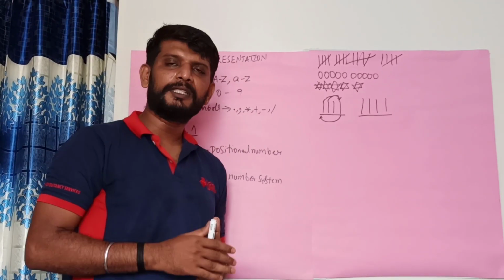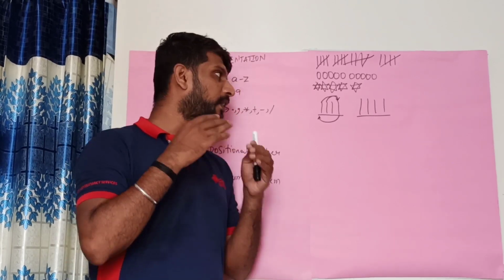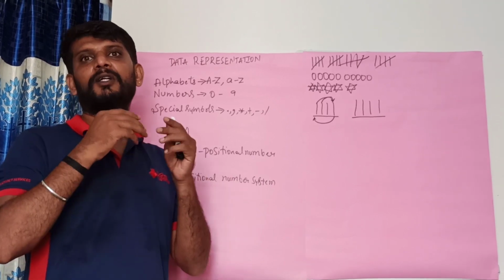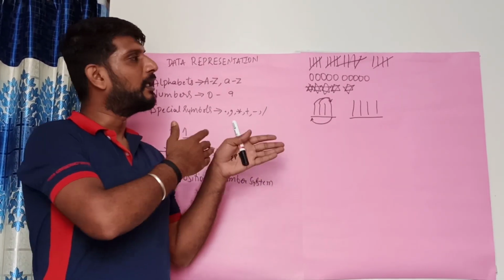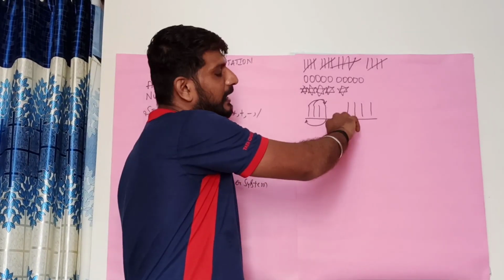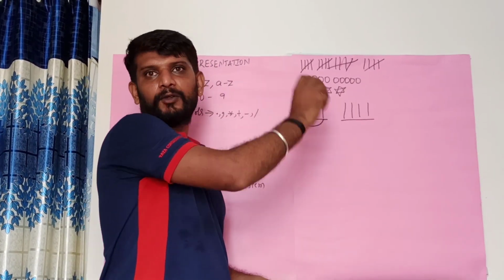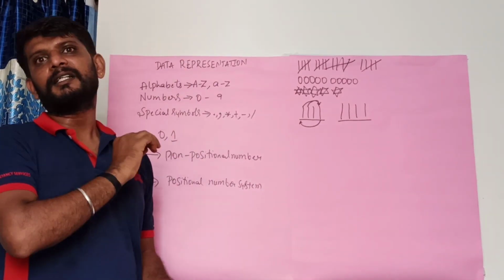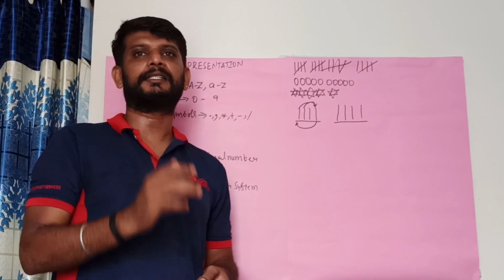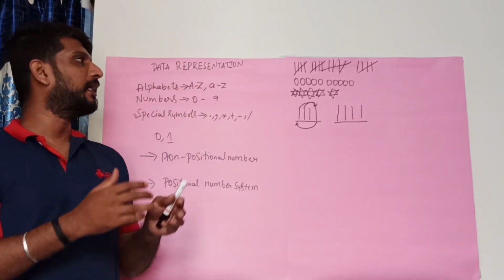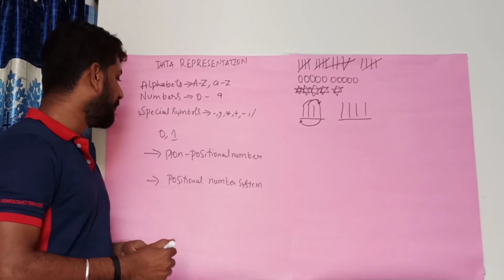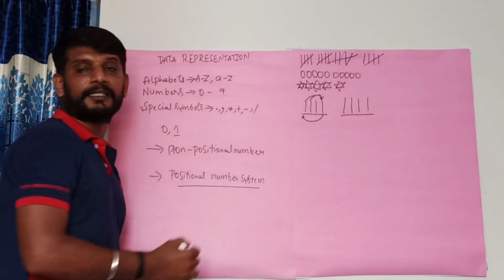In a non-positional number system, you cannot store a larger number or a larger value. Whenever you want to store a larger value, you have to make use of the symbols repeatedly. The next thing is, when you change the position of a particular symbol, the value doesn't change. To overcome the disadvantages of the non-positional number system, we made use of the positional number system.